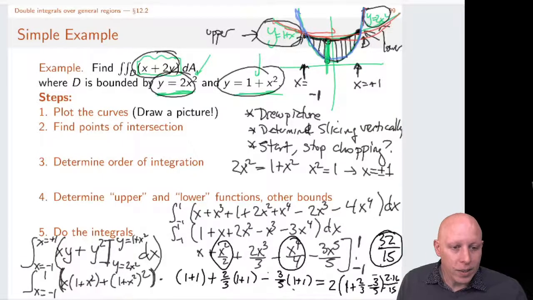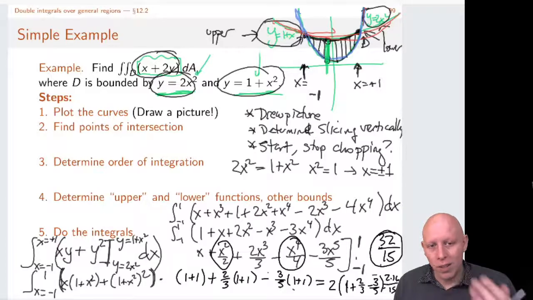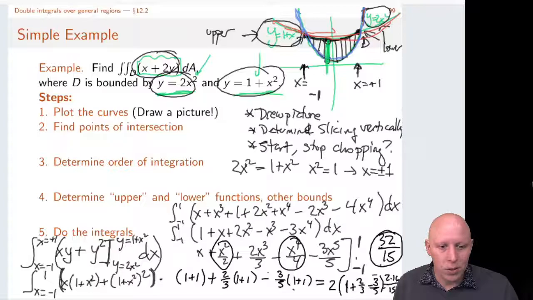And in the end, the number is not the big part of this. The big part of this is understanding how the setup works. When you have an integral, it looks like this. Always draw the picture, figure out which way your slices are going, find the bounds of each of the integrals, and then do the integrals.